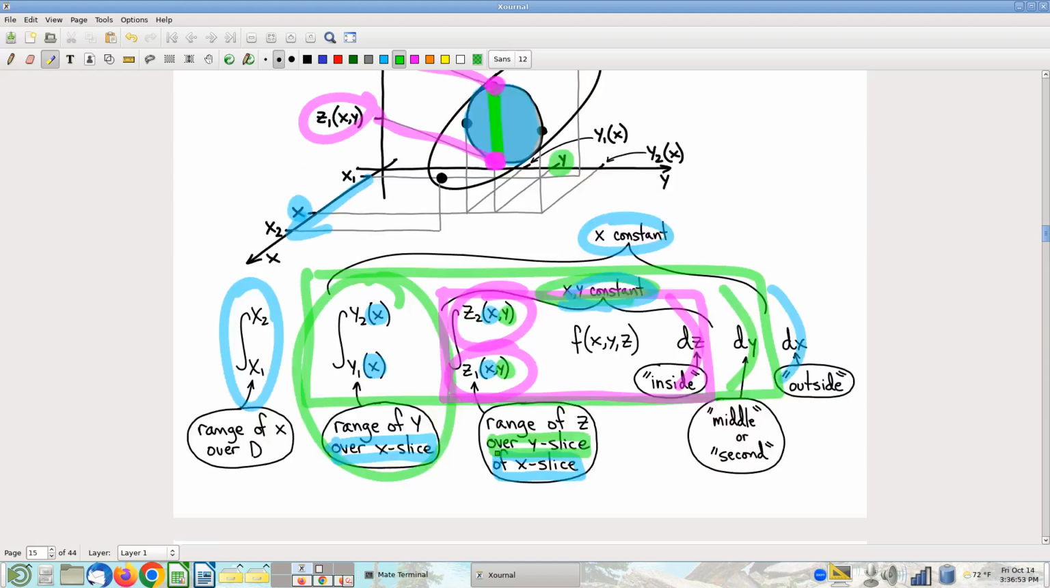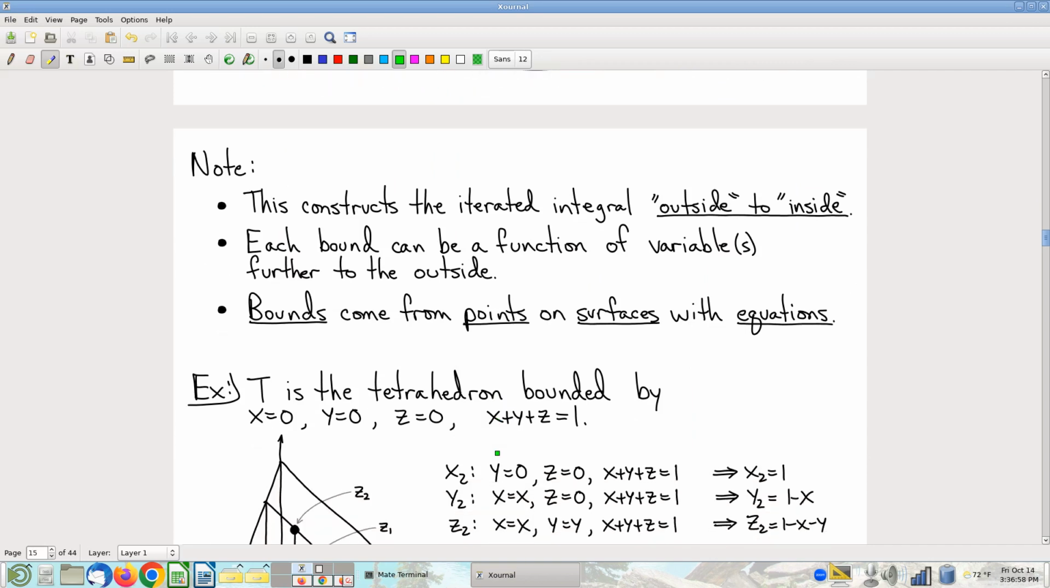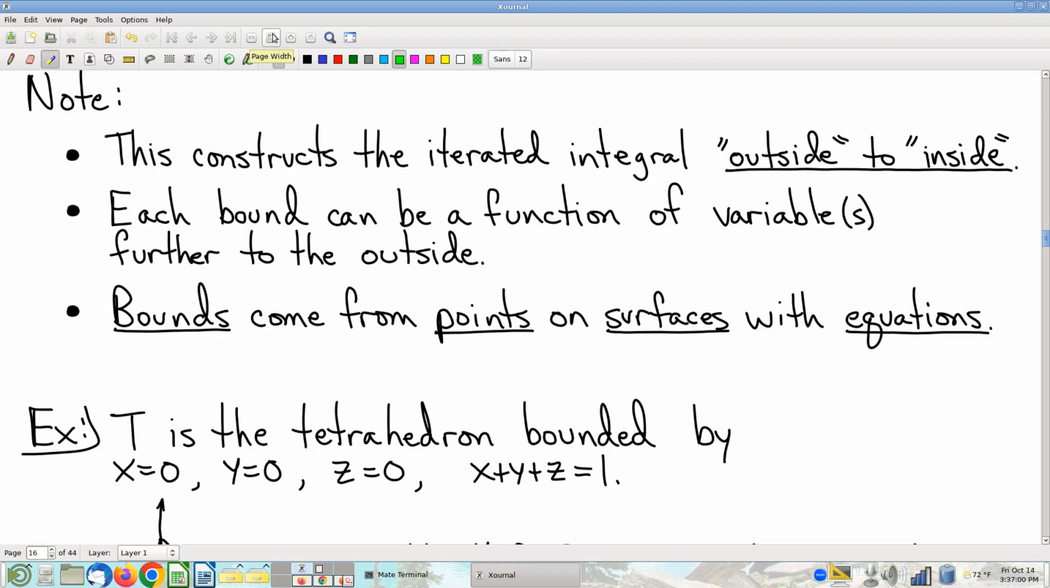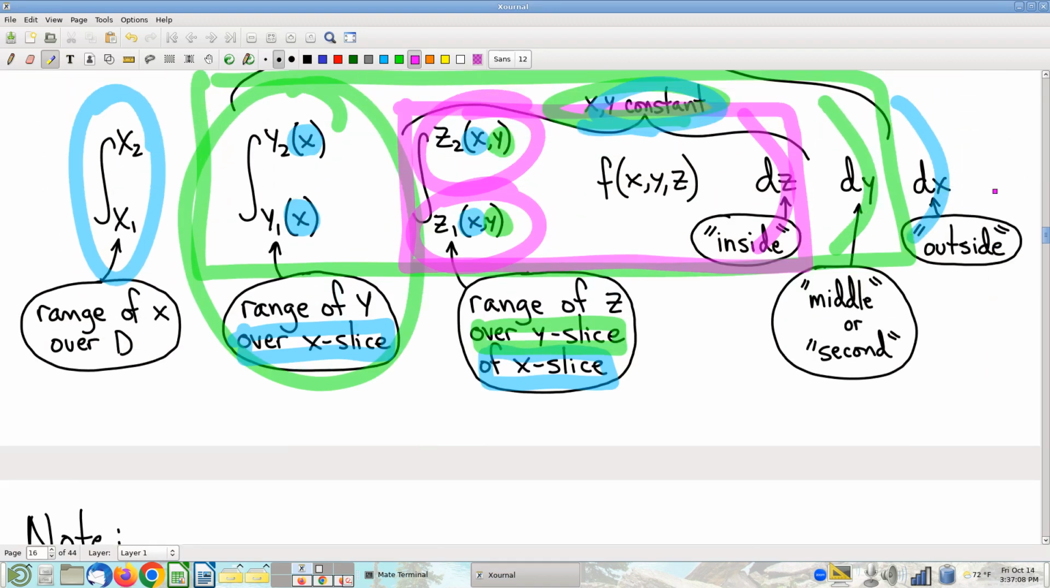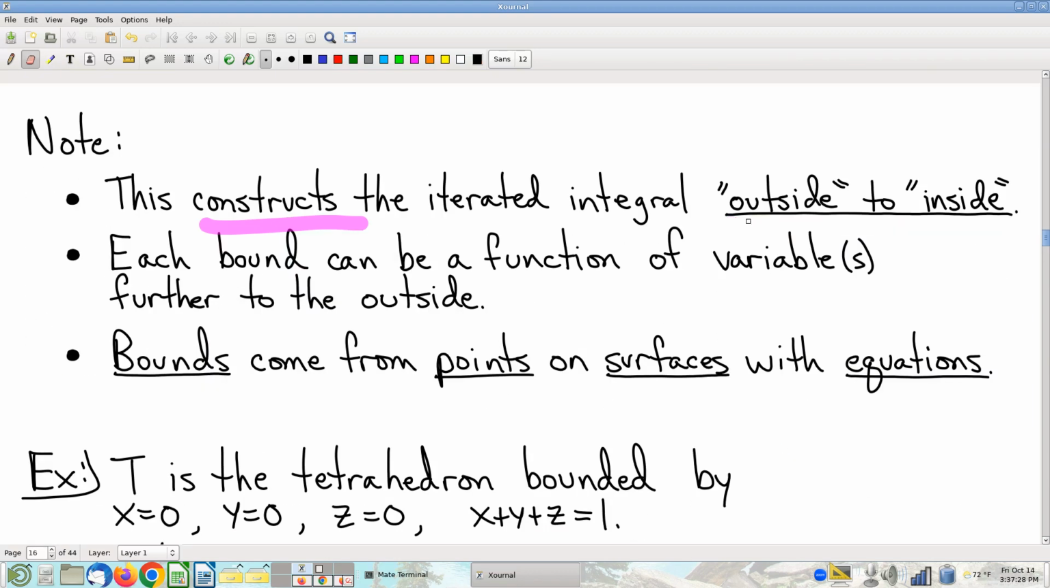All right. So a couple of quick observations, and then we're going to dive in to a bunch of examples here. So we construct the iterated integral outside to inside. So notice this process of creating this. We started with the outside integral and moved inward. Outside, in. That's how the slicing process works. Now, of course, when you evaluate, just like with double integrals, you have to evaluate inside to out.